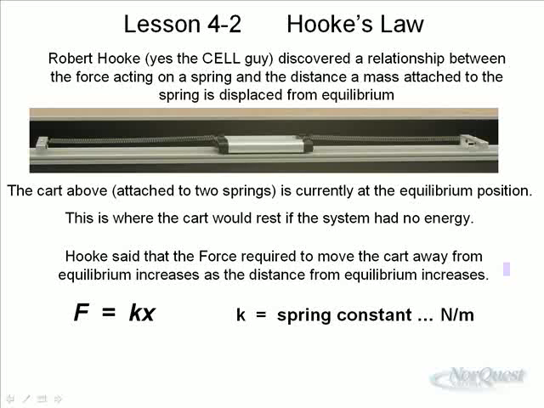k is the spring constant. What that means is, depending on the material that the spring is made of, some springs are easy to compress or stretch. Other springs are very difficult to stretch or compress. Every spring has its own unique constant, and the spring constant is measured in newtons per meter. That is, how many newtons of force are required to stretch that spring 1 meter?